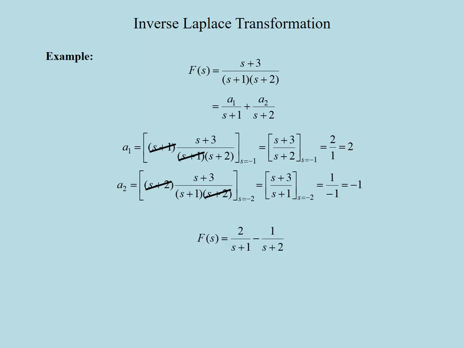Having written F of s in this form, we see that the first term is the Laplace transform of 2 times e to the minus t, and the second term is minus the Laplace transform of e to the minus 2t. So by applying the linearity property of the Laplace transform, we can write the inverse transform as the combination of these two time functions.